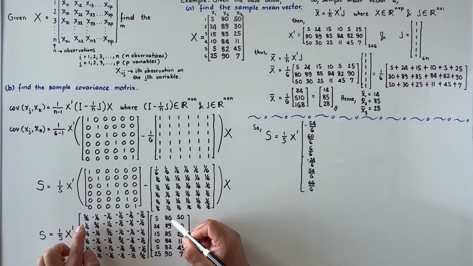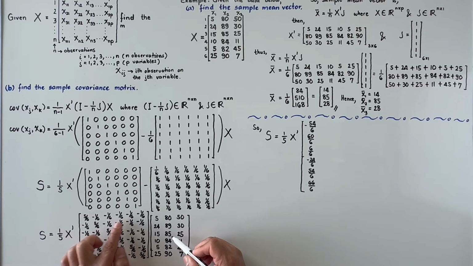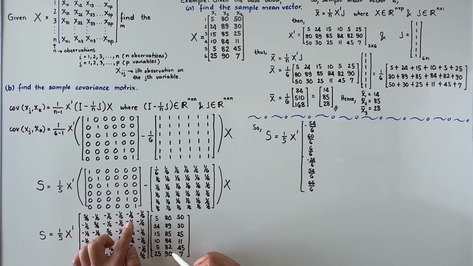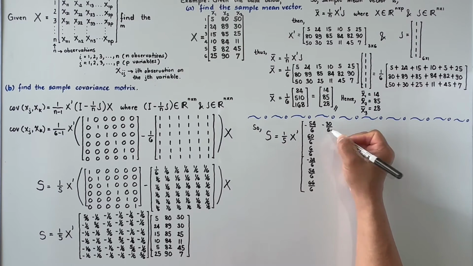So we have 5/6 times 80, we have 400 over 6, minus 89 over 6, minus 85 over 6, minus 84 over 6, minus 82 over 6, and minus 90 over 6. And the sum of those 6 products is equal to negative 30 over 6.